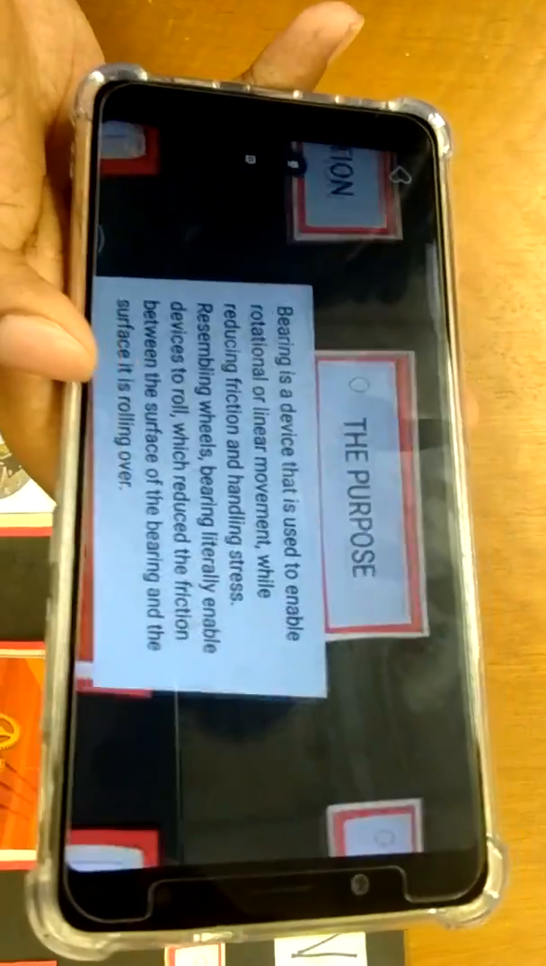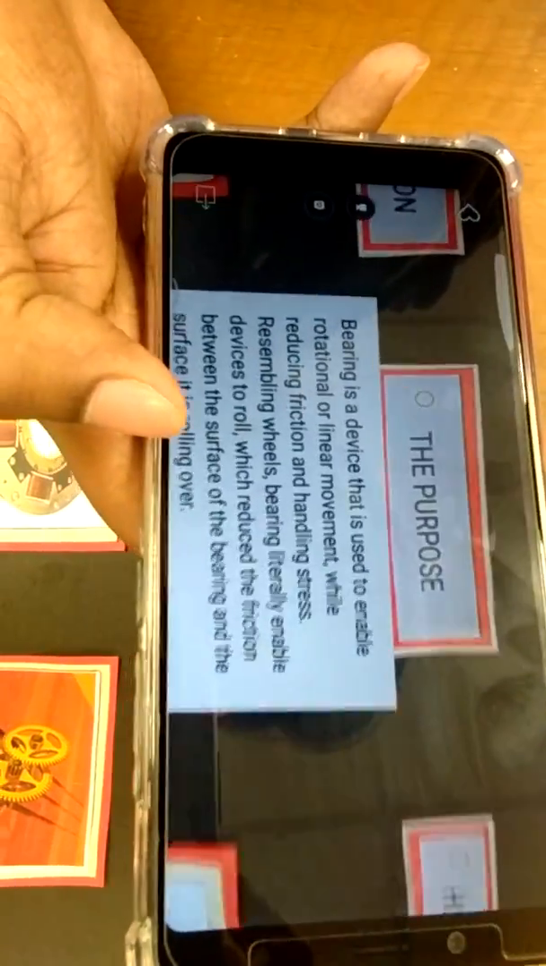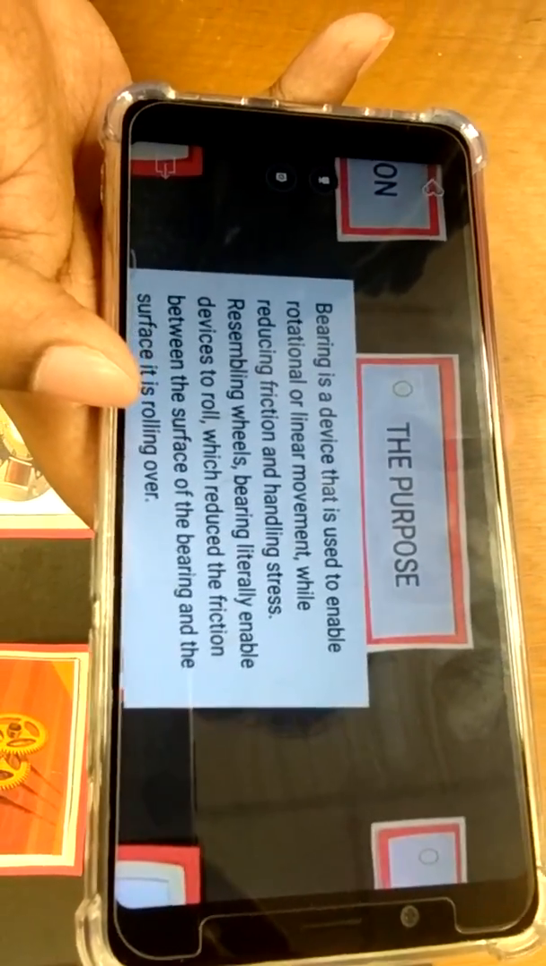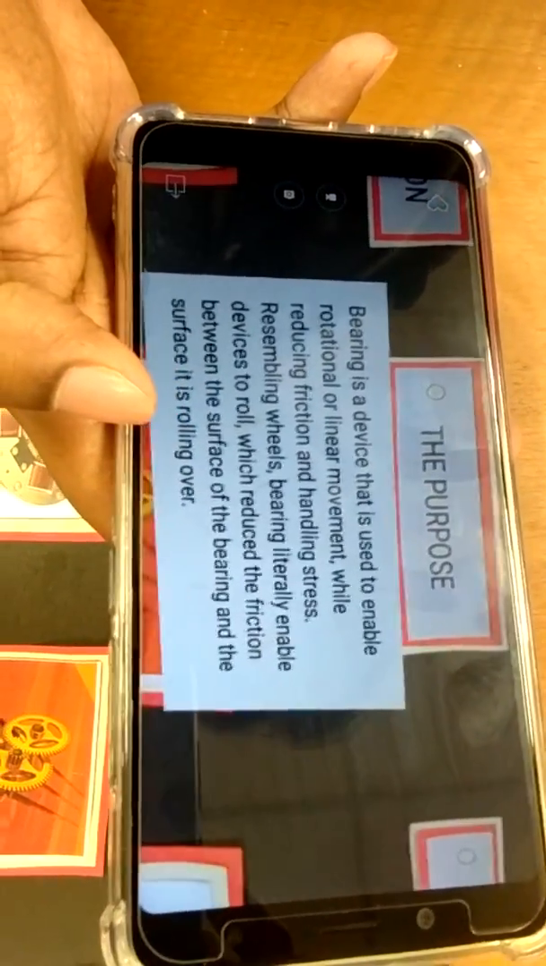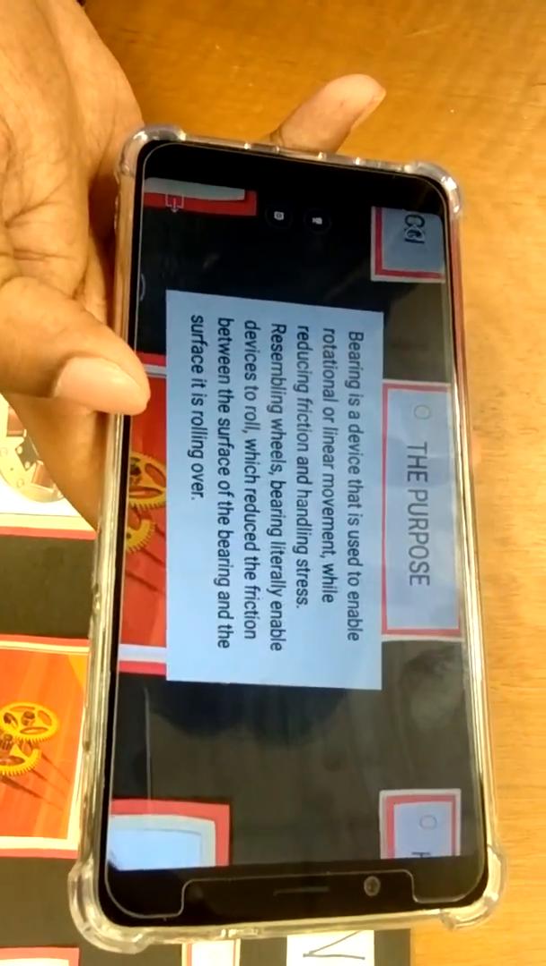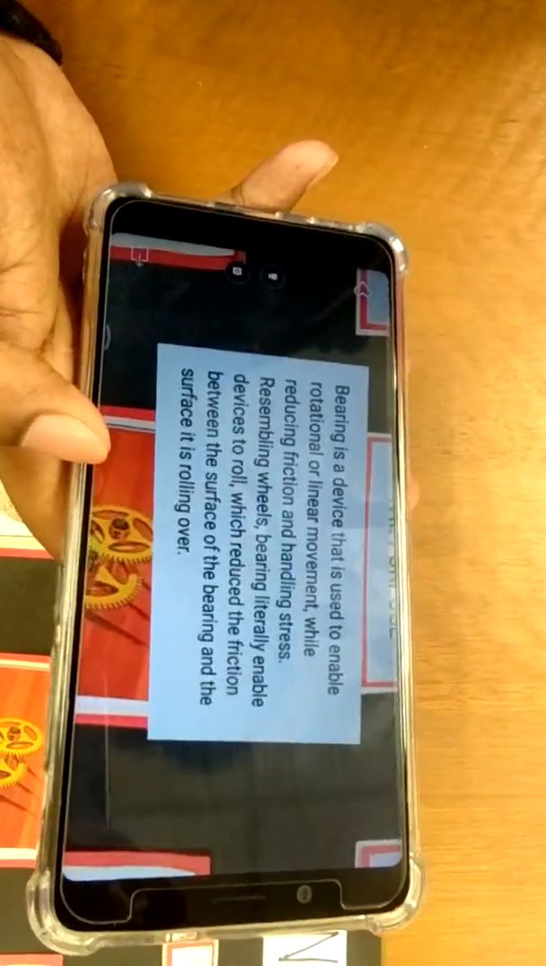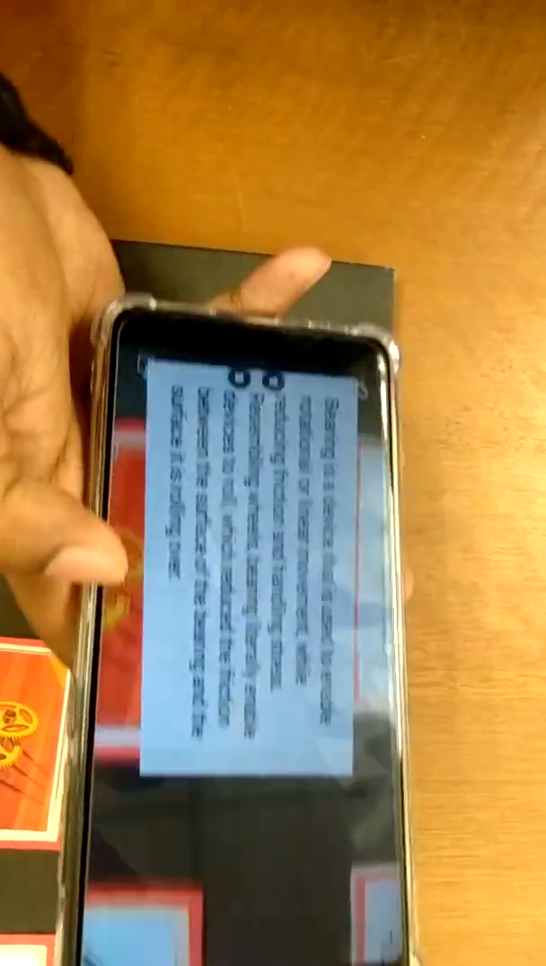A bearing is a device that is used to enable rotational or linear movement while reducing friction and handling stress. Resembling wheels, bearings literally enable devices to roll, which reduces the friction between the surface of the bearing and the surface it's rolling over.